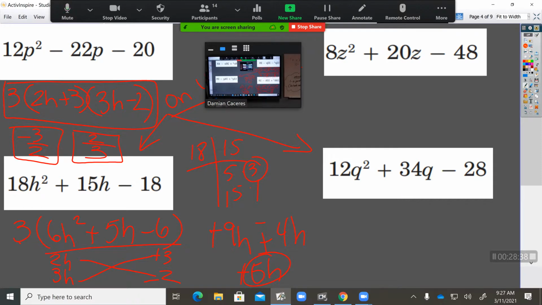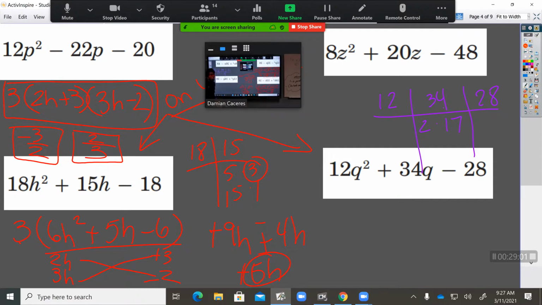All right, so now, on the next question, 12, 34, and 28. Now, I'm not going to waste my time trying all the numbers because I know that all these numbers are divisible by 2, and that is the biggest factor. How do I know that? Because I know 34, there's only one way to get 34.